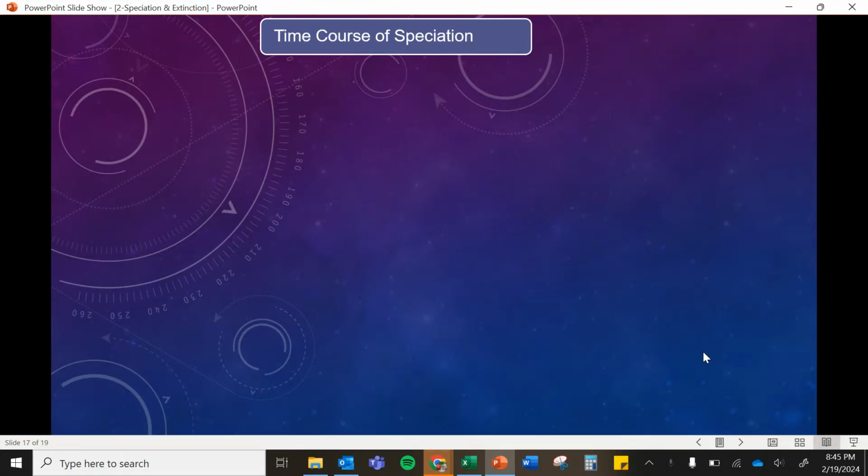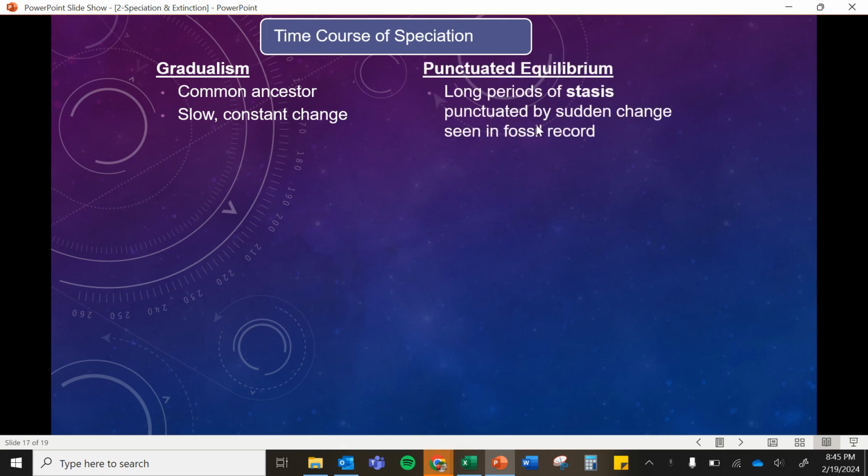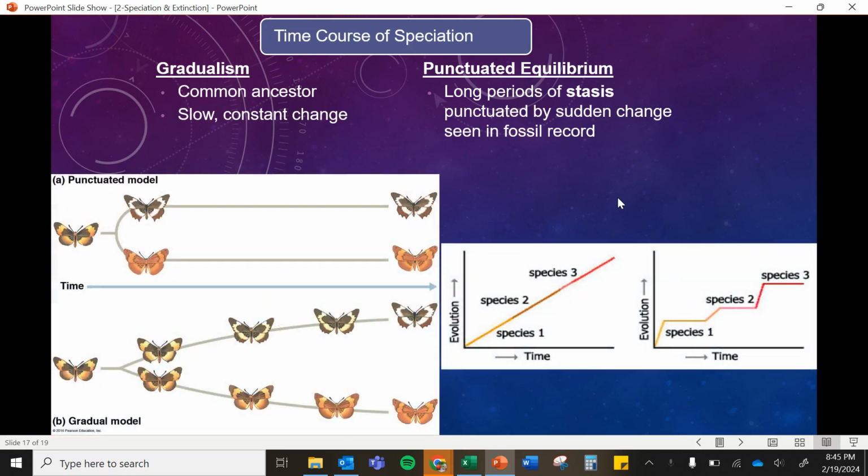Okay, now we're going to look at the time course of speciation and how quickly this occurs. So there's two different models. We have gradualism, where we have a common ancestor and slow, consistent change over time, and then punctuated equilibrium, where we have long periods of stasis, and then it's punctuated by sudden changes, as seen in the fossil record.